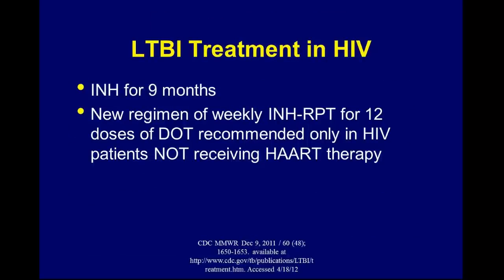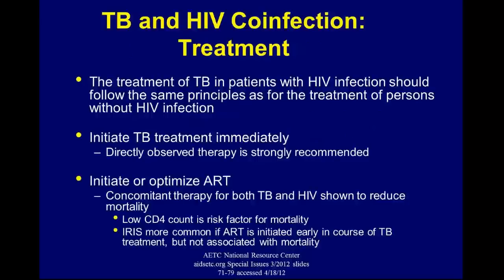Treatment for latent TB in HIV, INH for 9 months. In the new regimen that I mentioned of the INH and rifampicin for 12 doses with directly observed therapy. Again, not recommended for patients on HAART. For patients with co-infections, treatment of TB should follow the same principle, except remember, if their CD4 count is less than 200, especially less than 100, their PPD may be negative, their IGRA or blood test may be negative too.